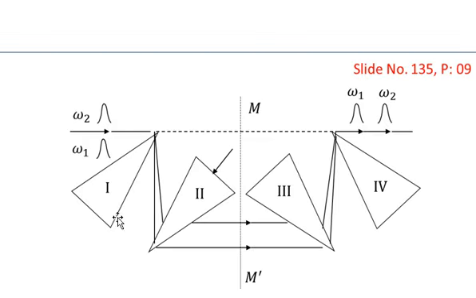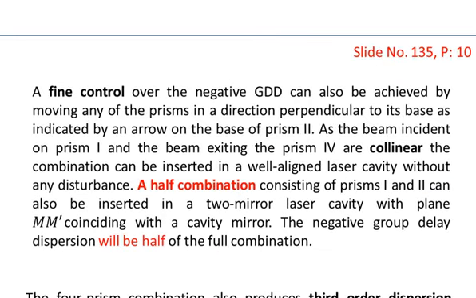Similarly, you can also put these arrows on the other prisms, and move the other prisms perpendicular to the direction of their bases. So let me read again. A fine control over the negative group delay dispersion can also be achieved by moving any of the prisms in a direction perpendicular to its base, as indicated by an arrow on the base of prism 2. As the beam incident on prism 1 and the beam exiting prism 4 are collinear, the combination can be inserted in a well-aligned laser cavity without any disturbance.